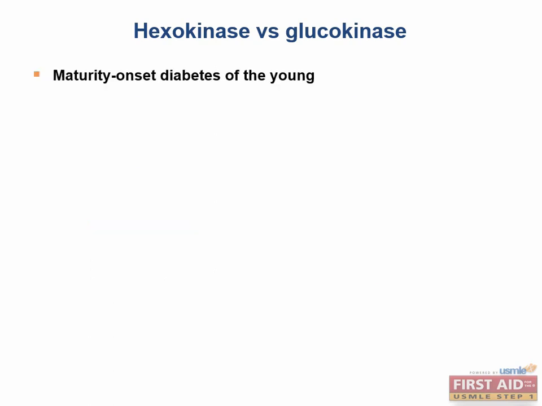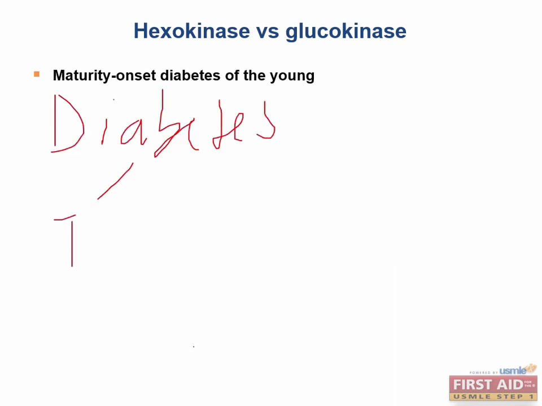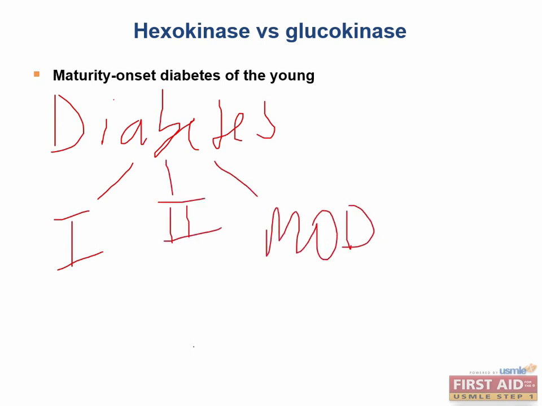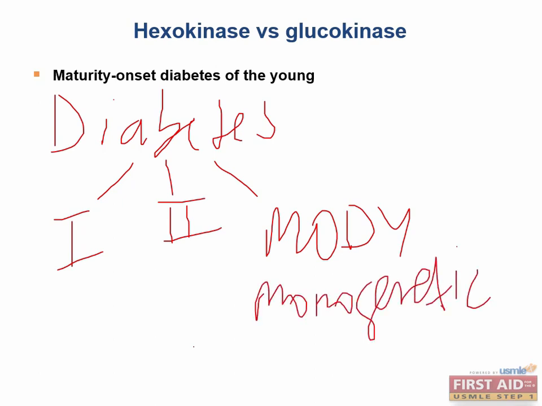I also want to touch upon the concept of maturity onset diabetes of the young, or MODY for short. Again, you'll learn more about the disease diabetes as a whole in the endocrine section, but in a nutshell, diabetes results in an increase in glucose in the bloodstream. There are many different forms of diabetes. Maturity onset diabetes of the young is a group of monogenetic diseases, meaning there's usually only one mutation in one of a few genes causing the diabetes, versus other forms of diabetes which usually have multiple genetic or non-genetic causes.